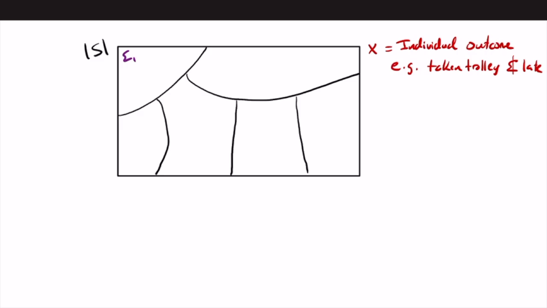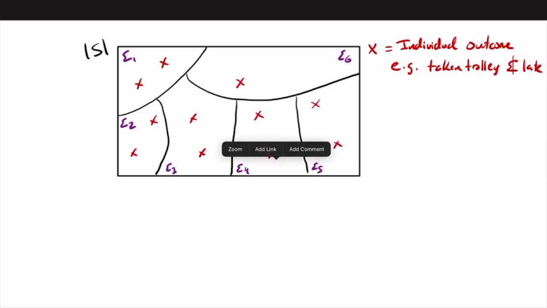This would be like E1, E2, E3, 4, 5, and then E6. And then we have a bunch of outcomes, here, here. And again, it doesn't really matter so much. What we're trying to show is that there's some probability space that is divided up or partitioned into different individual exclusive E events, numbering K, or with K number of events. And then we have individual outcomes that occur within partitions.